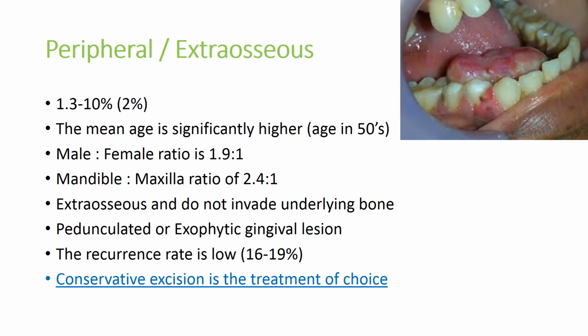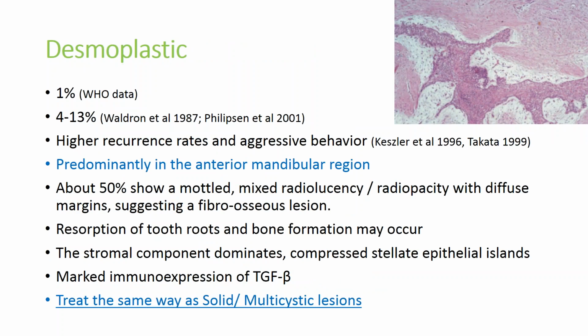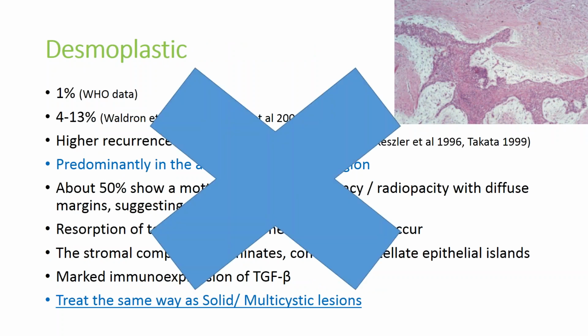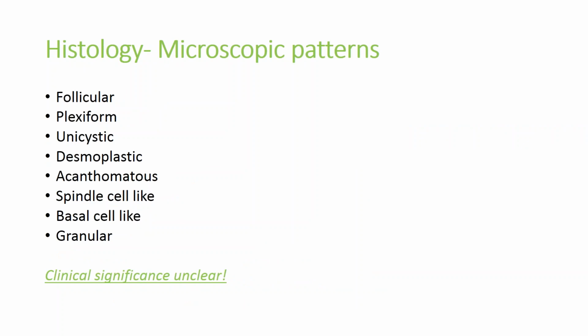Peripheral, not that common. Older people, males more common. This looks like a massive epulis. You can take them out, take some surrounding mucosa and a sliver of the bone, and that's good enough for them. Desmoplastic, I just left it because this was in the previous classification, but with slight nuances, these are more common in the anterior mandible, but they should be treated in the same way as solid or multicystic. But this has been taken out from the 2017 classification.